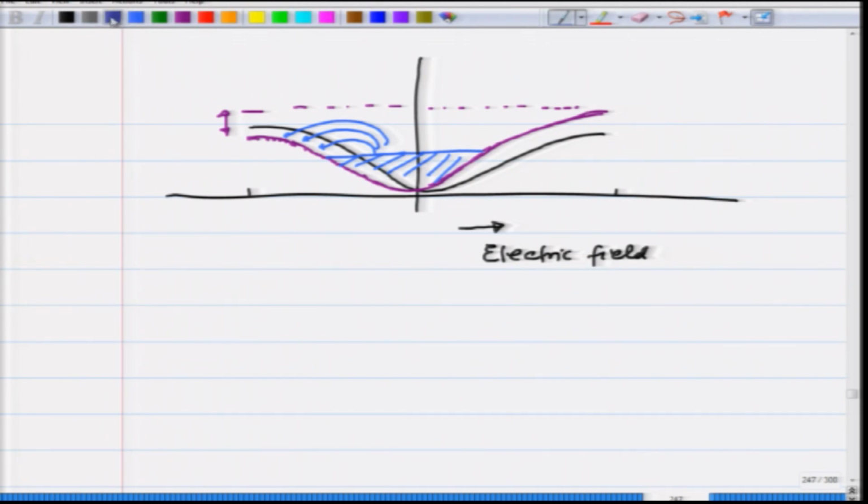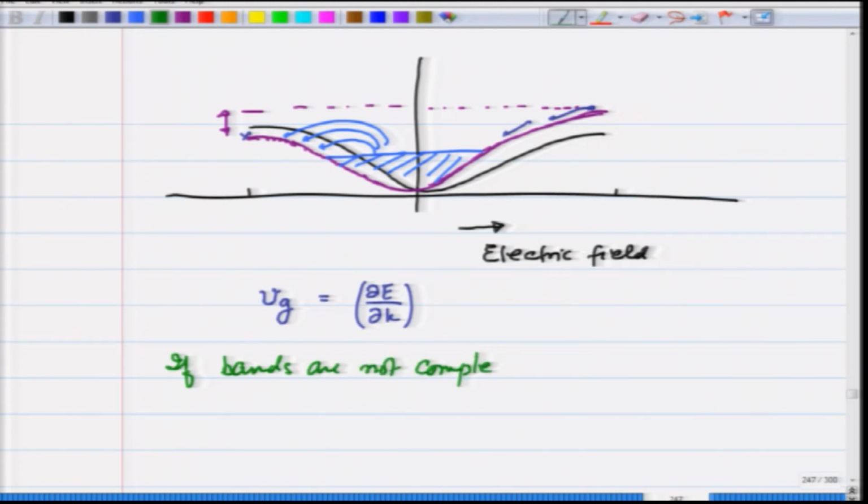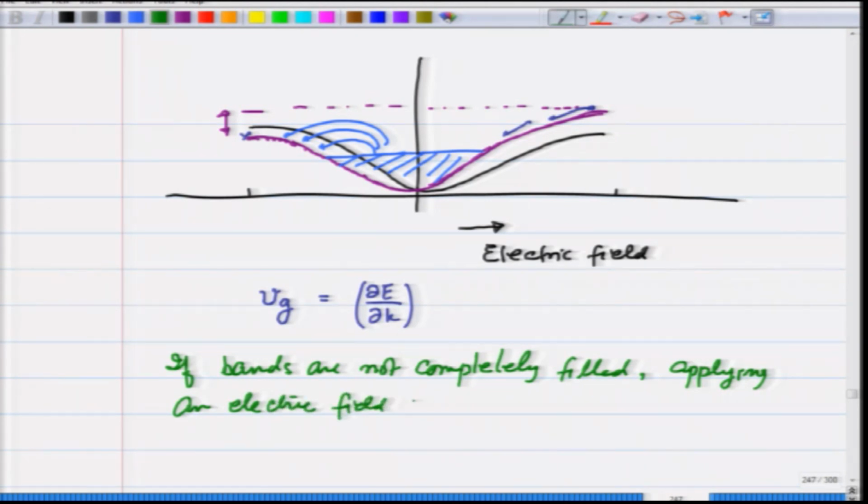And velocity, I will talk about it later. You can guess the velocity of the electron will be given by the group velocity, which is dE by dk. So, they start gaining velocity. Once they reach the left hand side, they start moving from here. So, when they start moving, that means there will be a current. So, if bands are not completely filled, applying an electric field will lead to a current.